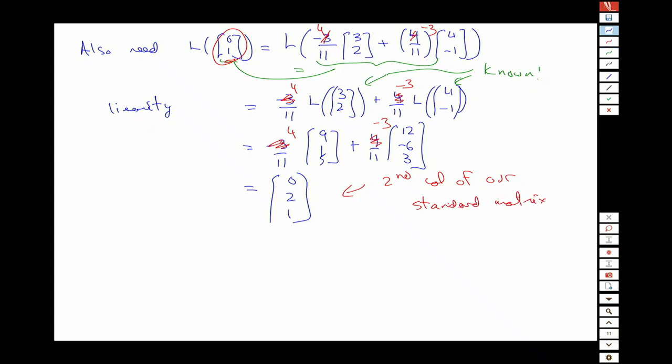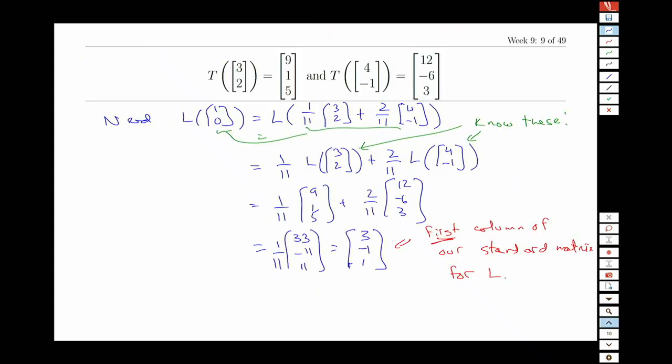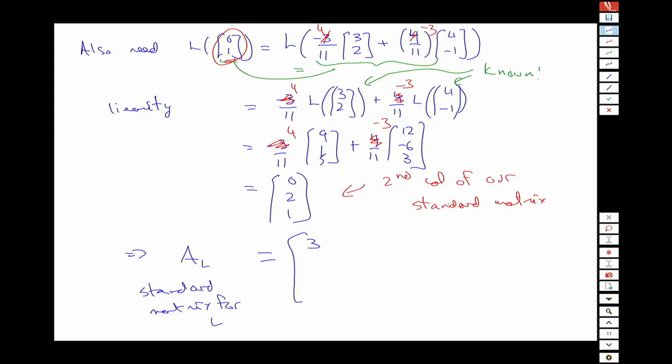And that means that A sub L, the standard matrix for L, is equal to 3, negative 1, 1, 0, 2, 1.